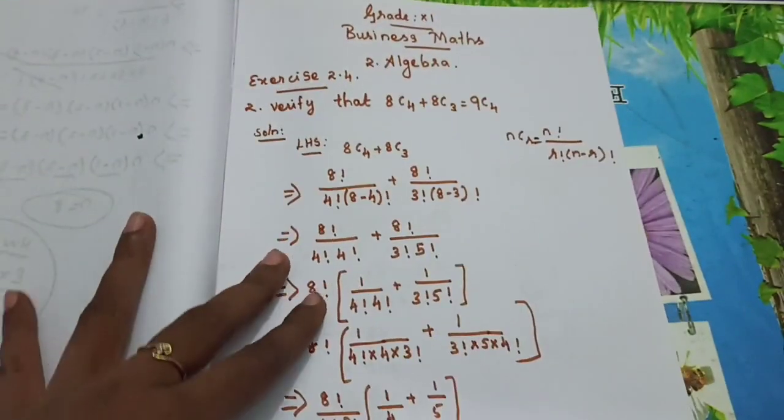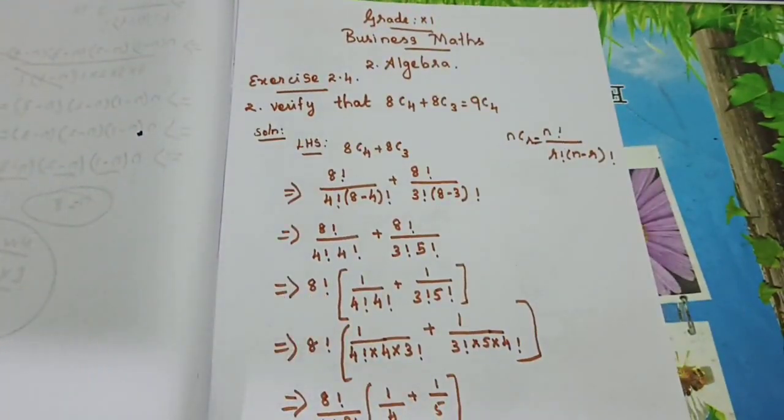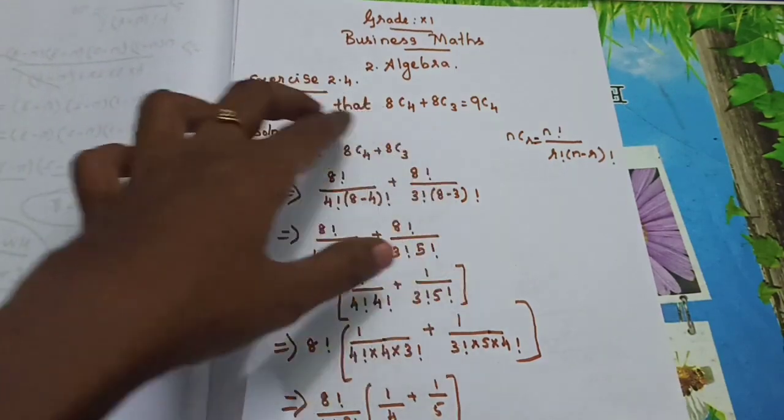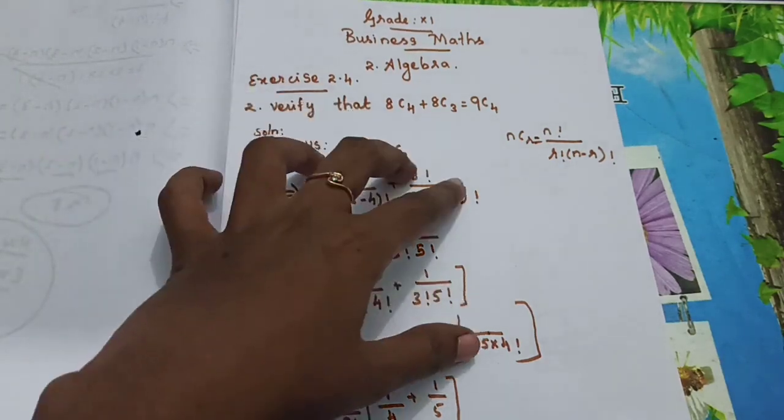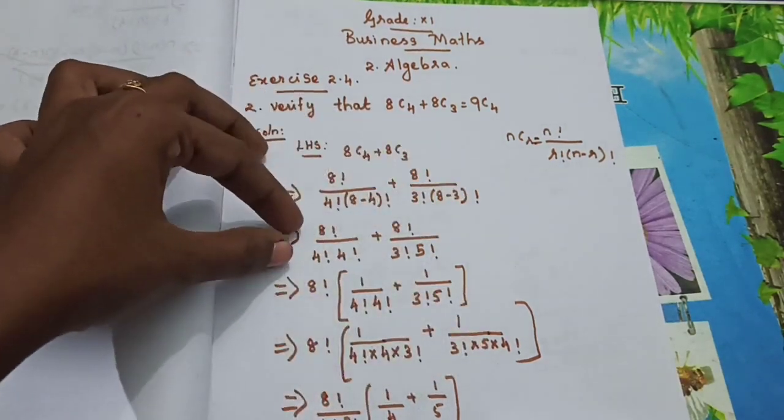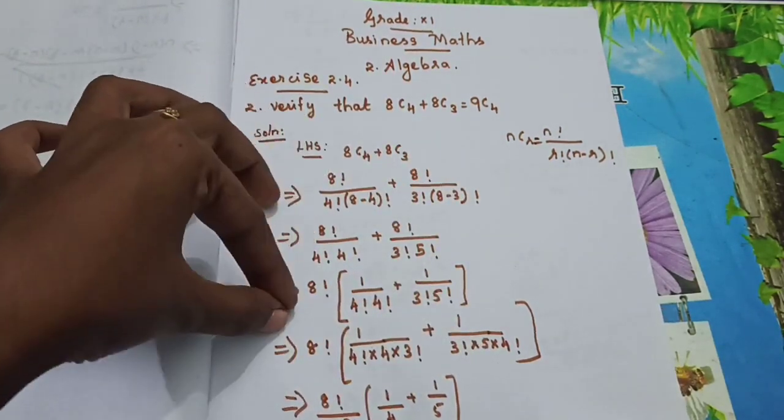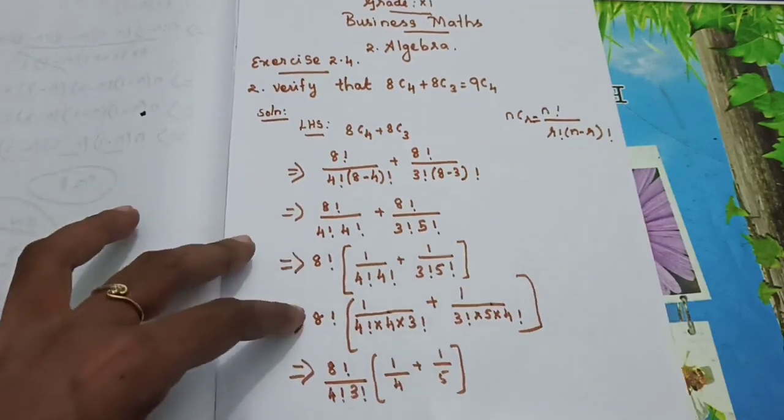Okay. Listen. 8C4 plus 8C3. First what I did? NCR formula. What is NCR formula? NCR is equal to n factorial divided by r factorial into n minus r factorial. So I used this formula for 8C4, this one 8C3. Then what is common? 8 factorial is common. So the common term I took outside.